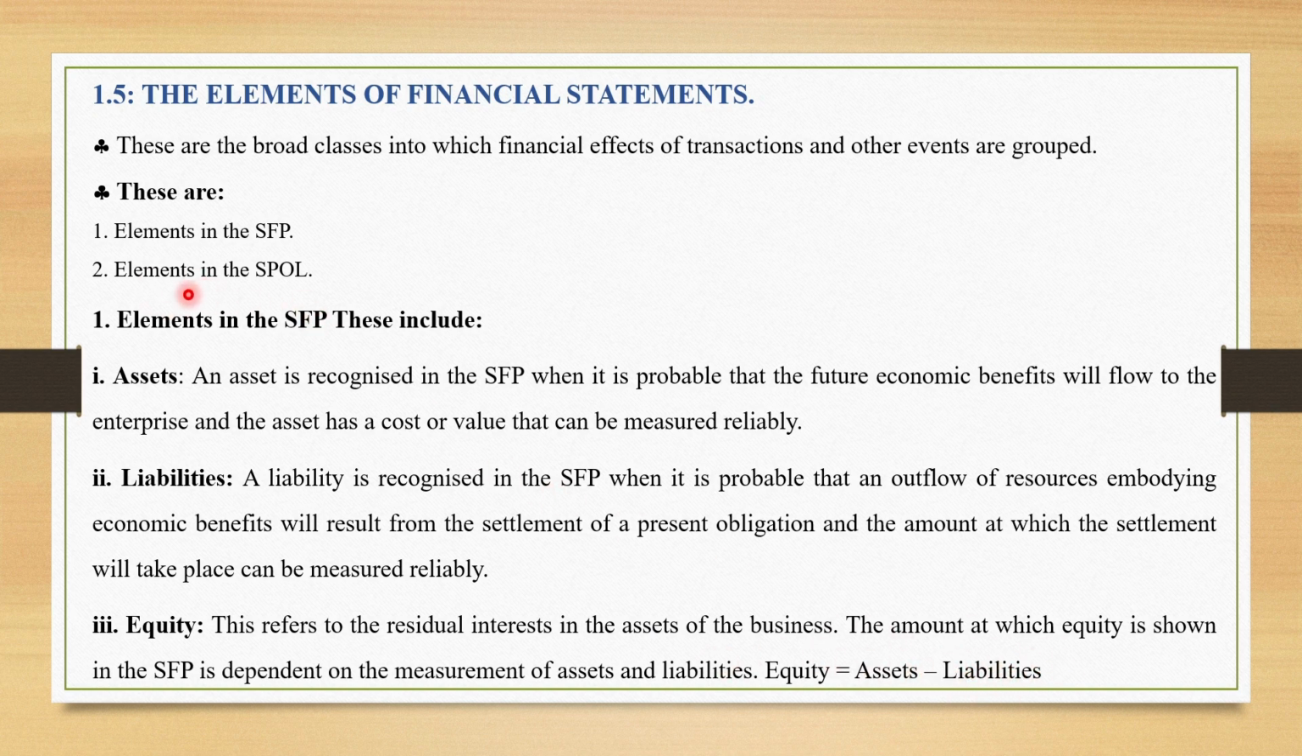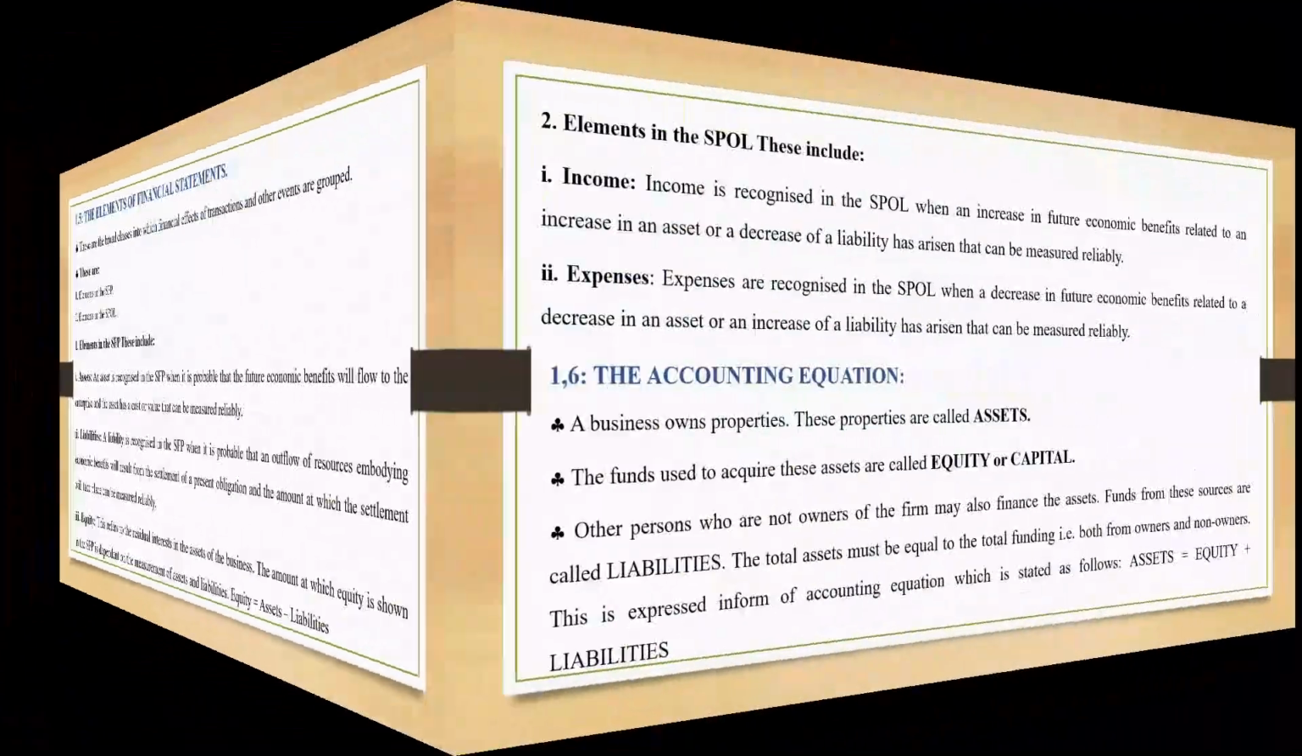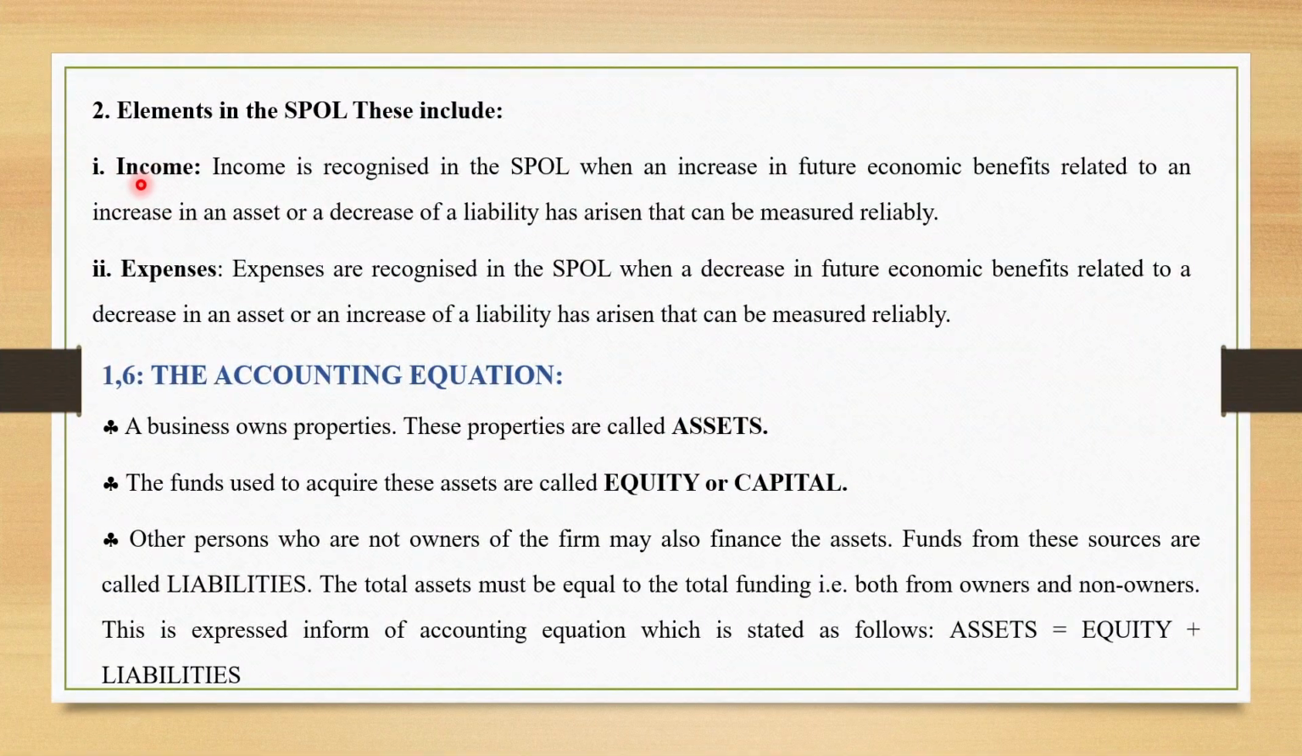Yes, let's go to the elements that are shown in the statement of profit or loss. We have revenue and expenses. So what is income? We have income and expenses. And income is recognized in the statement of profit or loss when an increase in future economic benefits related to an increase in assets or decrease in liabilities has arisen that can be measured reliably. Did you get the point?